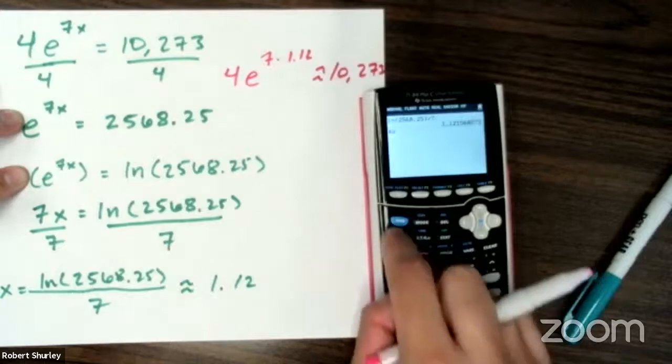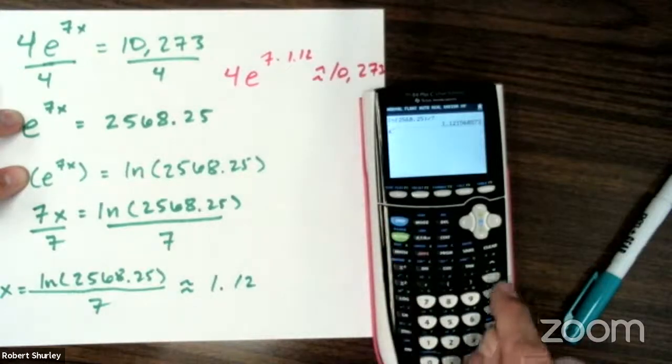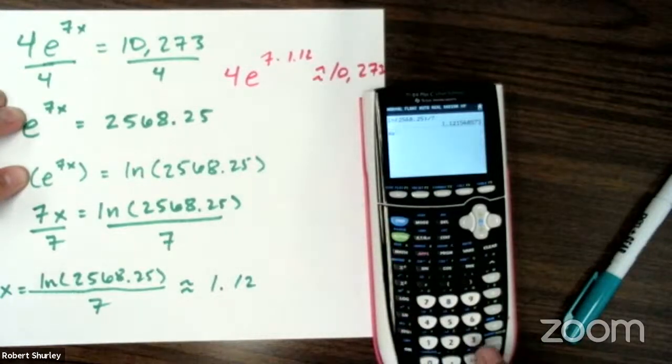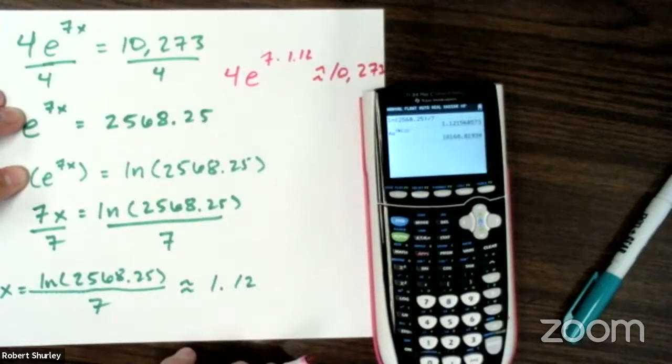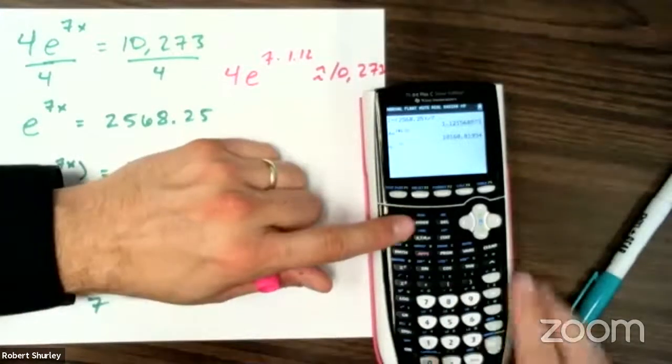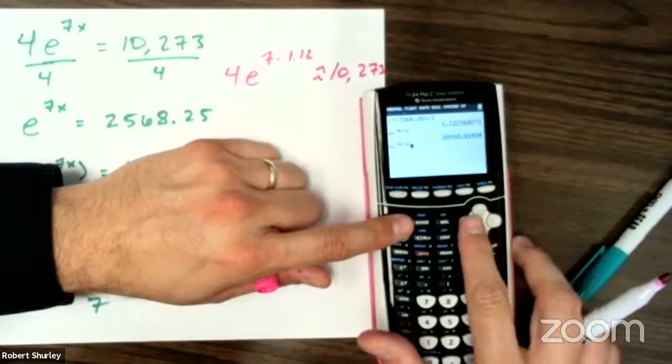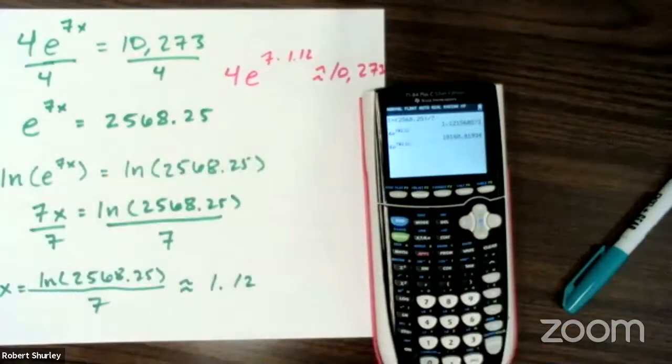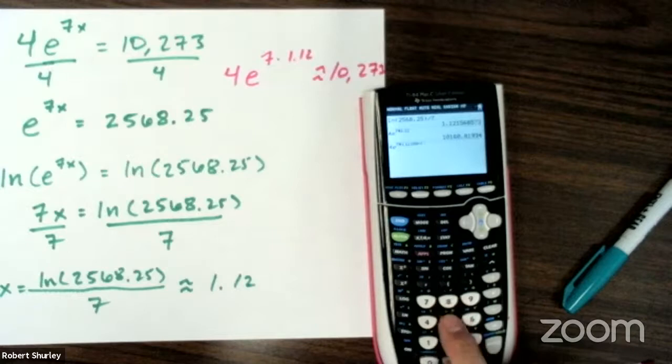So 4, where's my e button? It's e^7 times 1.12. I'm going to use more decimals to check my answer, and that's purely what's going on here. 1.2156857? Yeah, there we go.